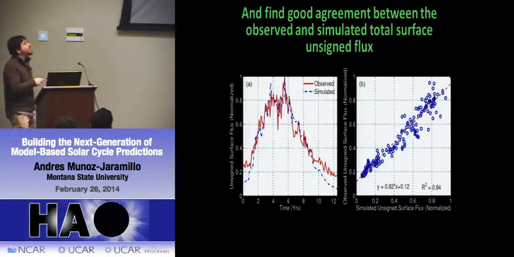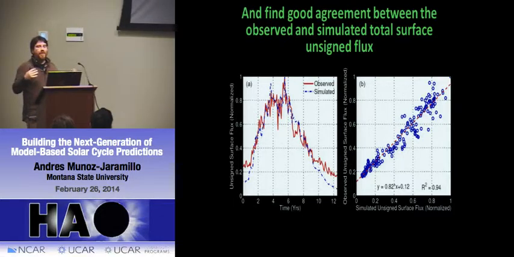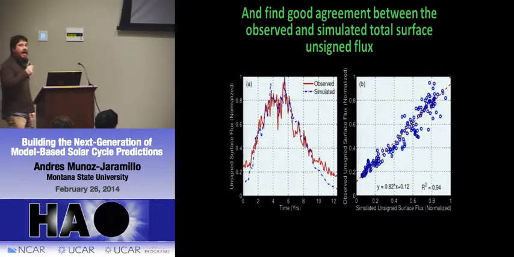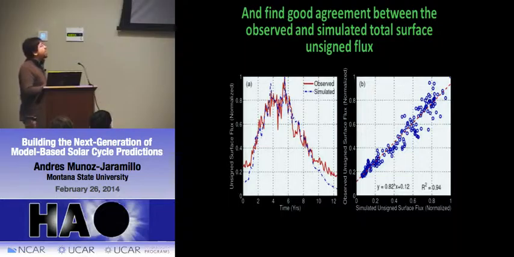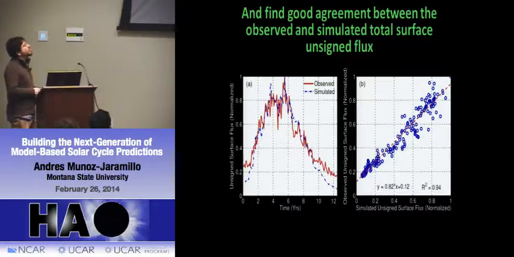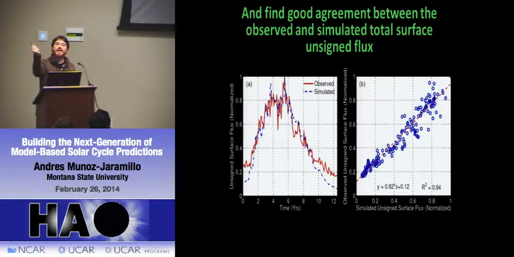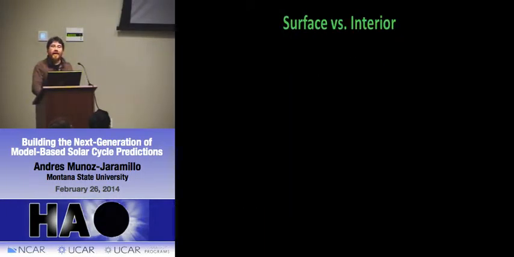We're only starting to figure out which quantities are the most relevant ones. But in this work, the ones that we compared were total and unsigned flux at the surface. So you have them here, and this is the correlation. So I think that just by blowing holes like this, we're able to get the necessary amount of flux in the surface. And now that we have this link between our simulation and observations, we look at surface and interior. And here's the important thing.